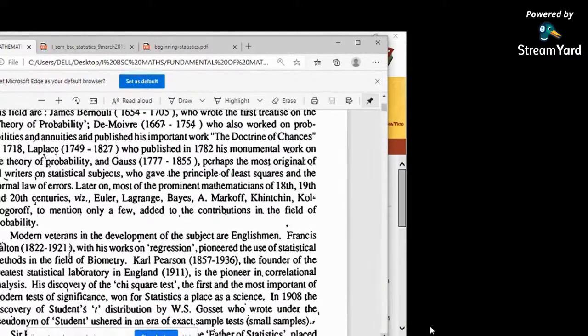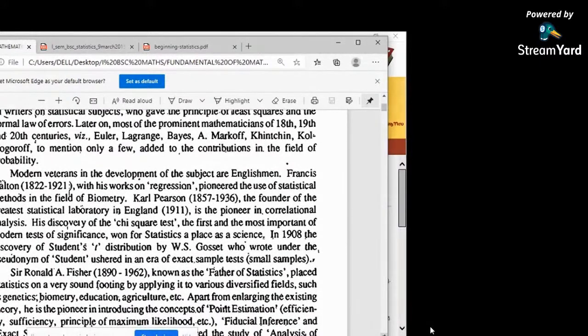After that, there is a statistician named Francis Galton. He started the work on regression, studying regression theory. You very well know Karl Pearson's correlation. Karl Pearson introduced the correlation coefficient, and the chi-square test is there. The t-test, everything was introduced by statisticians like Karl Pearson, Gosset, etc.